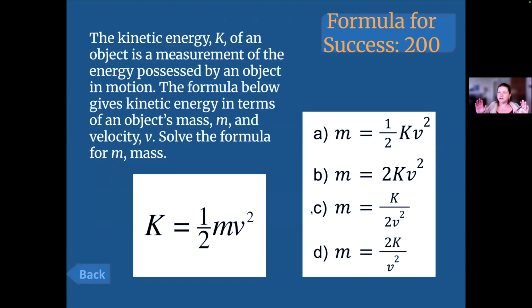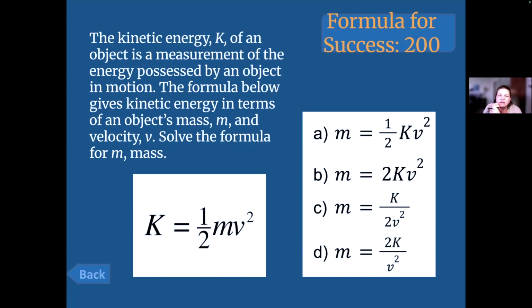All right, don't panic. This is another skill used all the time in science. Here we go. The kinetic energy, K, of an object is a measurement of the energy possessed by an object in motion. The formula below gives kinetic energy in terms of an object's mass, m, and velocity, v. Now, it says something interesting.